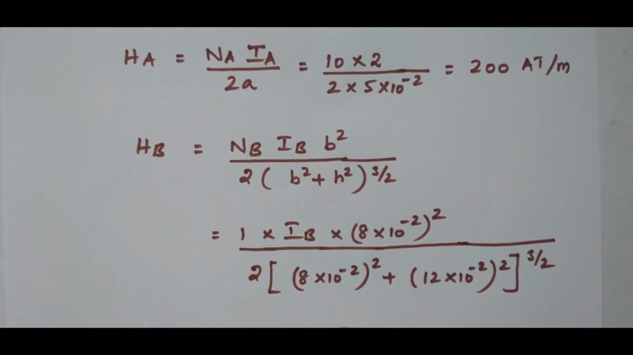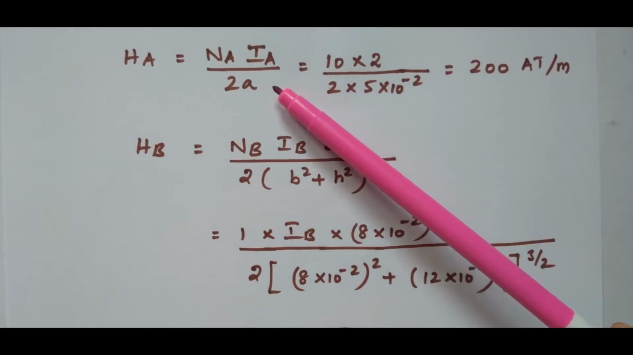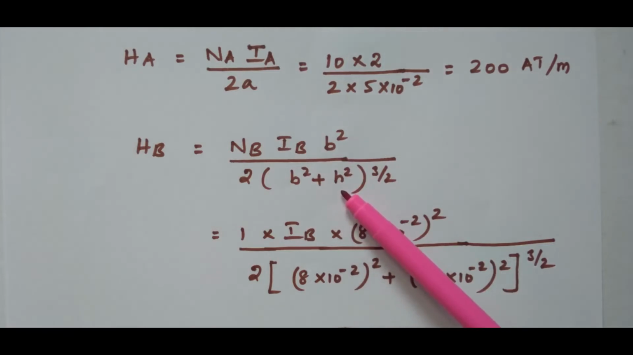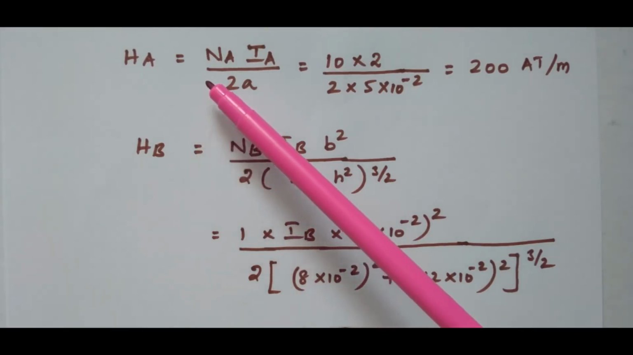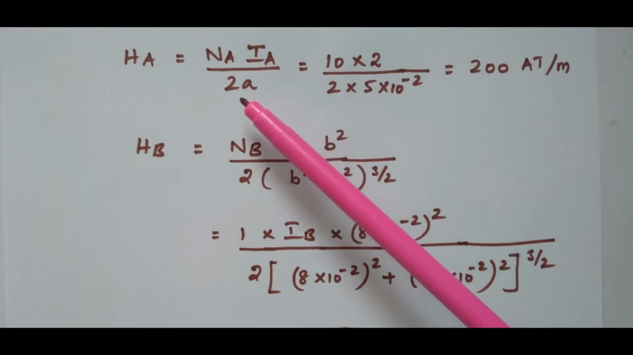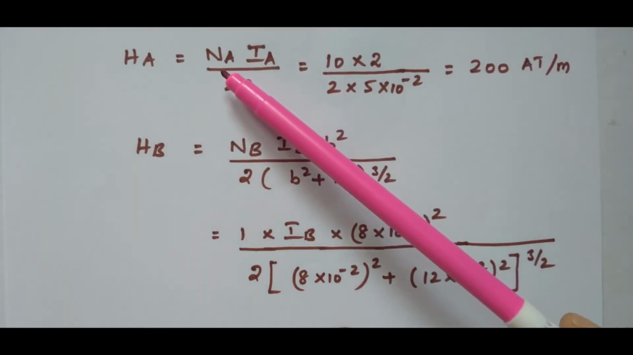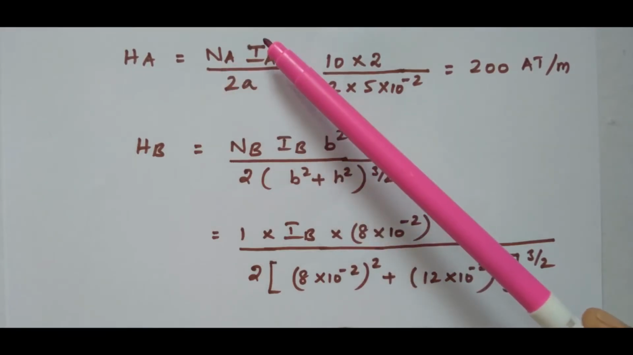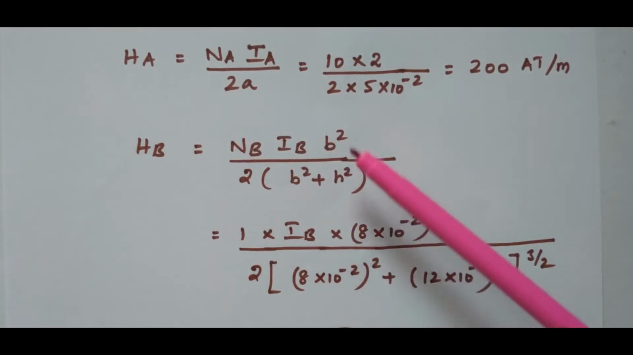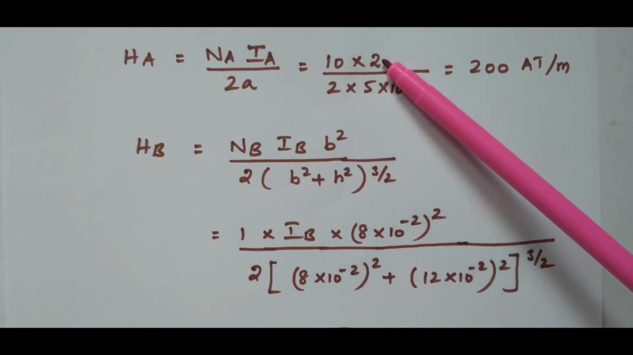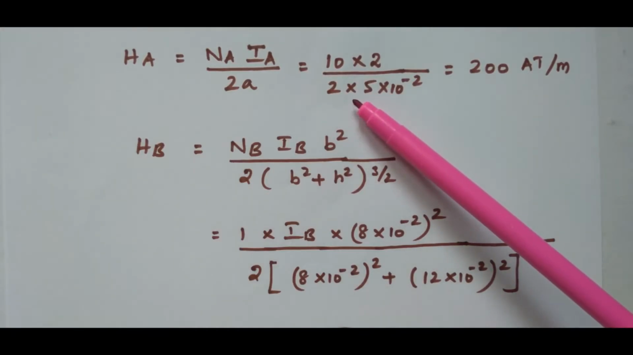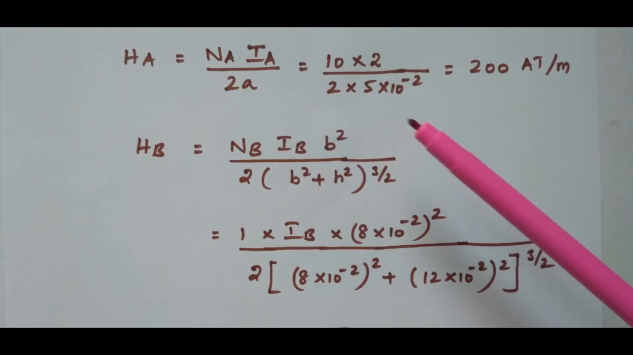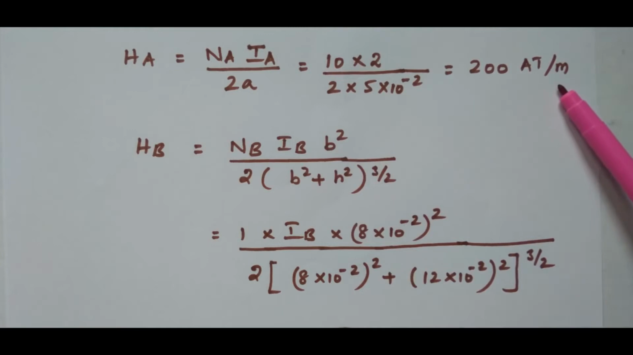So first we will find HA. HA equal to NA IA divided by 2A, that is at the center. We assumed coil A at the center, and coil B at a height of 15 centimeters, with coil A as the reference. Normally it is I by 2A, but here the number of turns is available, so NA IA divided by 2A. The number of turns is 10, current is 2 ampere, divided by 2 into the radius, 5 into 10 to the power minus 2. That is 200 ampere turns per meter.